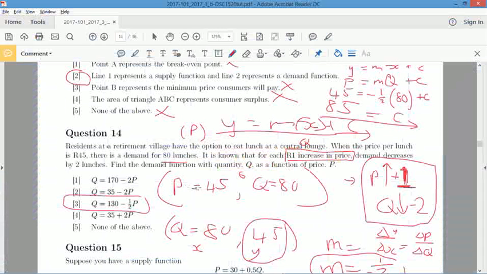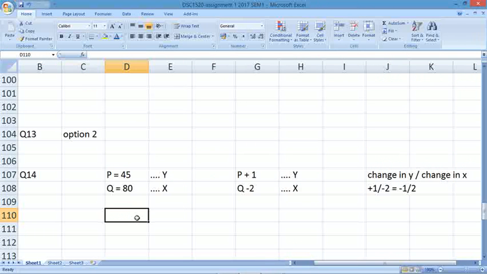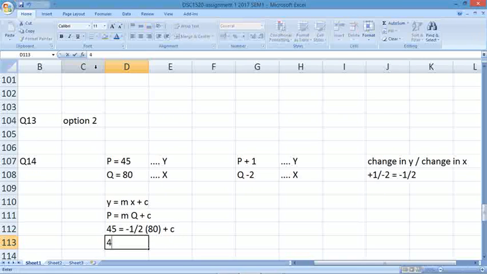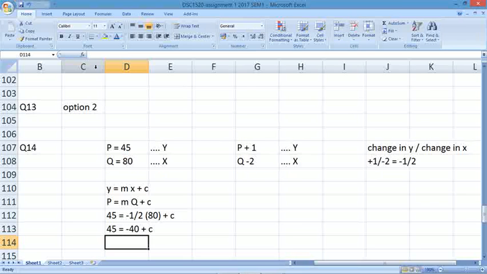Right, and then I'm looking at the equation. So y equals mx plus c. Y here is the P, so P equals mQ plus c. We said the price was 45, so 45 equals m, which is negative 1 over 2, times quantity, which is 80, close brackets, plus c. So that's 45 equals minus a half times 80, which is minus 40, plus c. Yeah, we get the same answer.